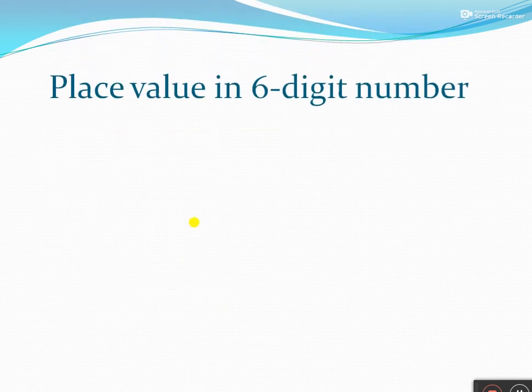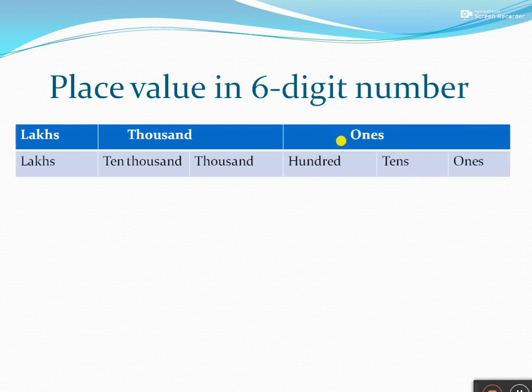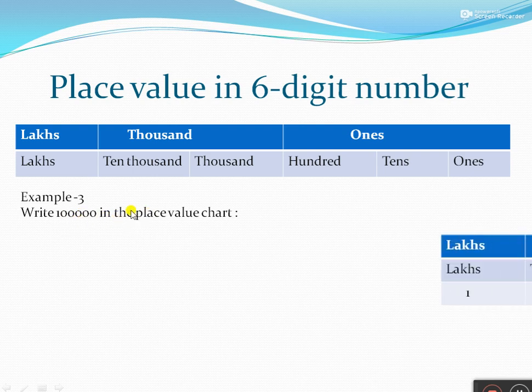Next, place value in a 6 digit number. This is also the same, but you see the place value chart. In the ones period: ones, tens, hundreds as usual. Thousands period: thousands and 10,000s. So we added one thing, because this is a 6 digit number, so lakhs will be added in this chart. Lakhs is in the lakhs period only. Let us see one example. Write 1,00,000 in the place value chart. That means 1 lakh in the place value chart.